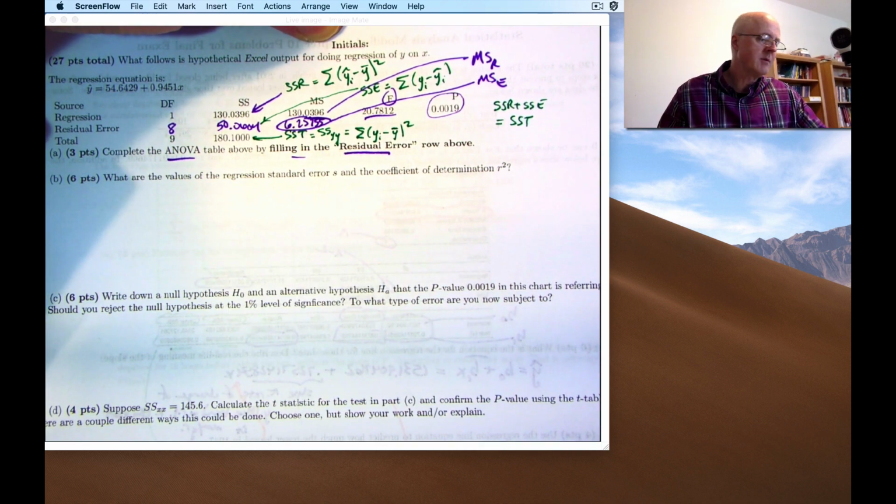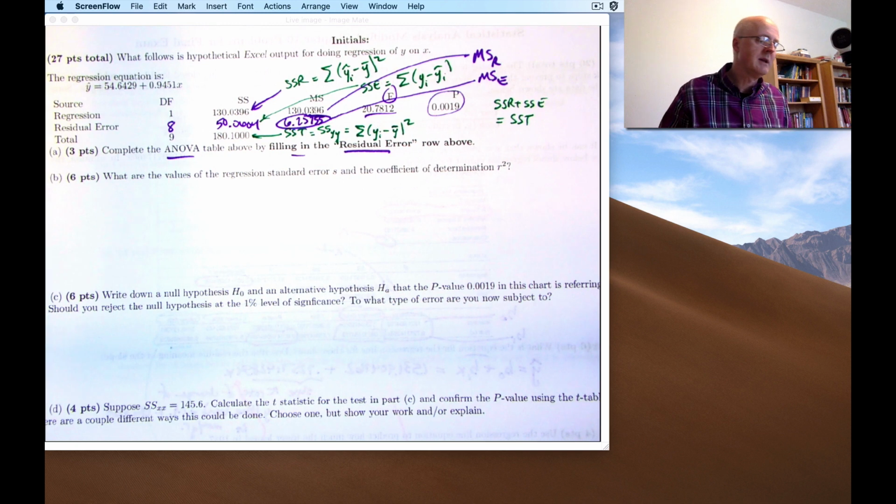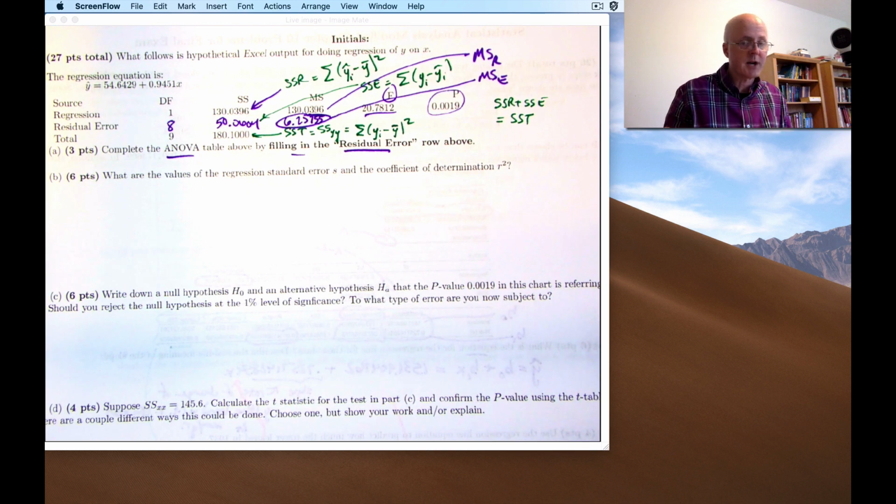And for simple linear regression with one explanatory variable, that is also going to test whether beta 1 is 0 or not. And it's so small we would reject the null again.